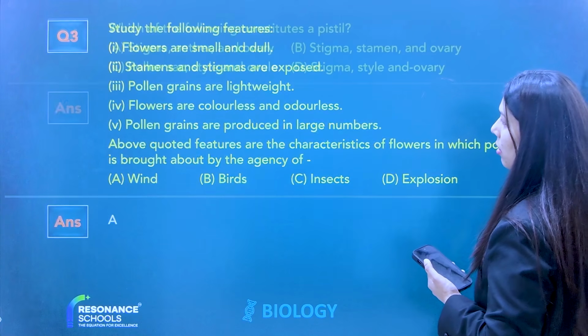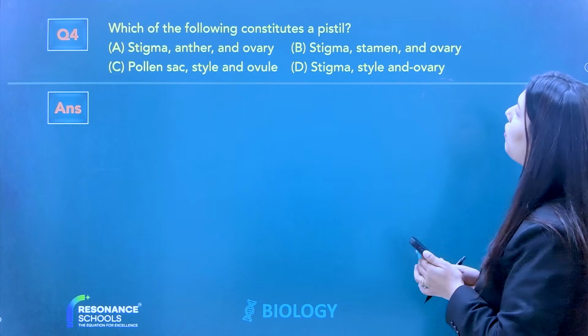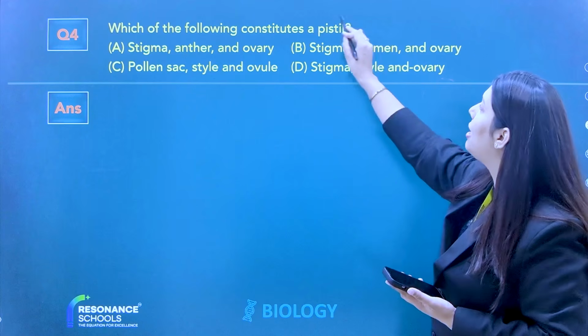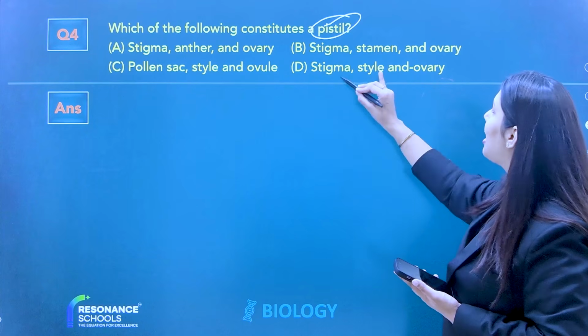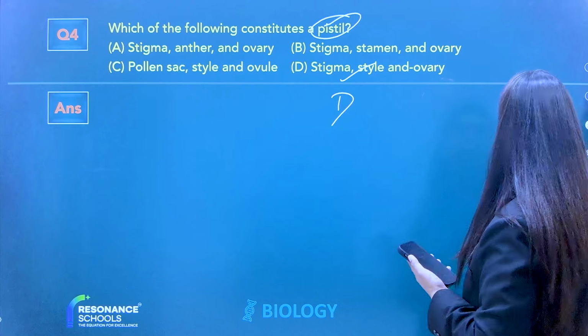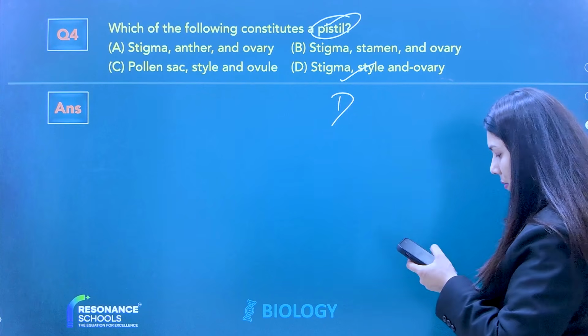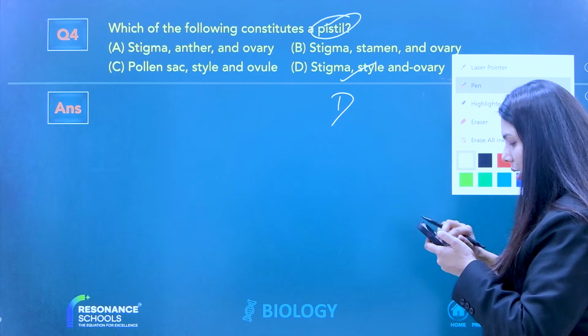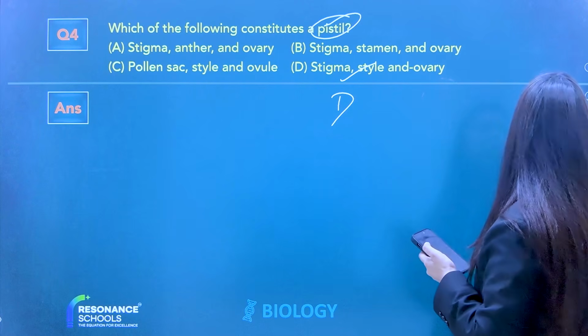Moving further. Which of the following constitutes stigma or pistil? Pistil is the female reproductive system: stigma, style and ovary. Option D is correct. Everyone is very intelligent. You all are focused. Good.